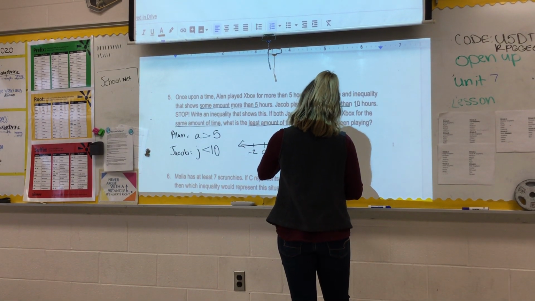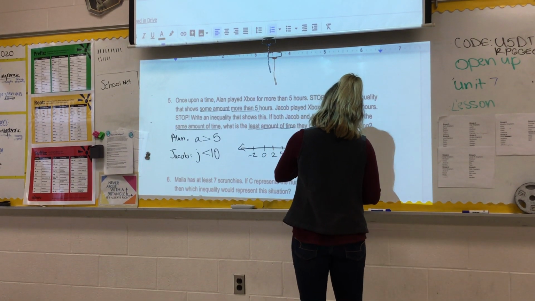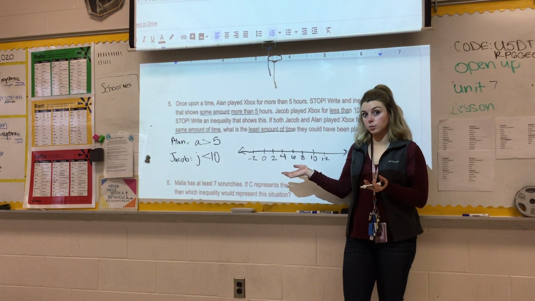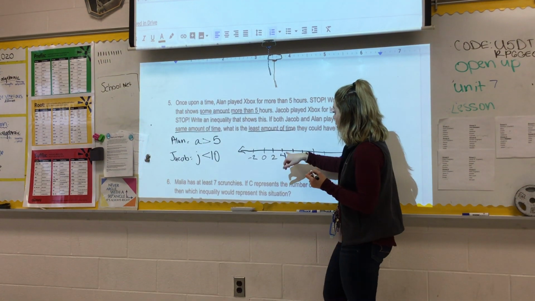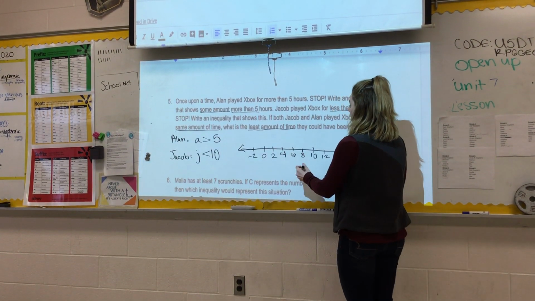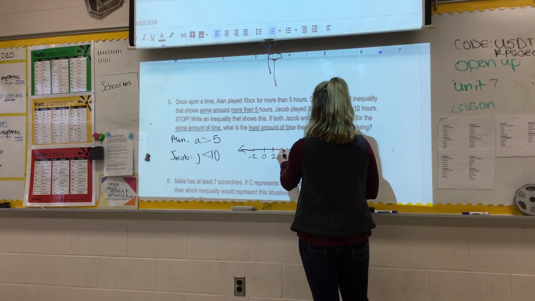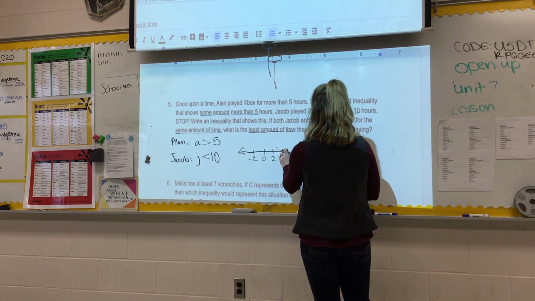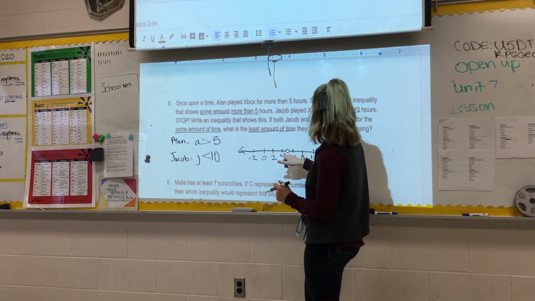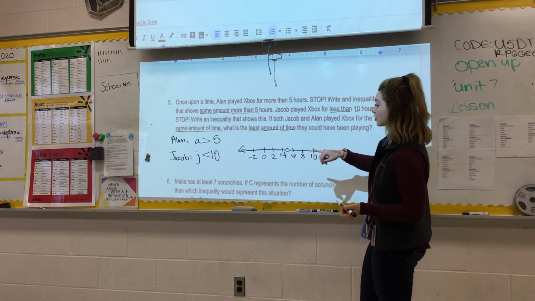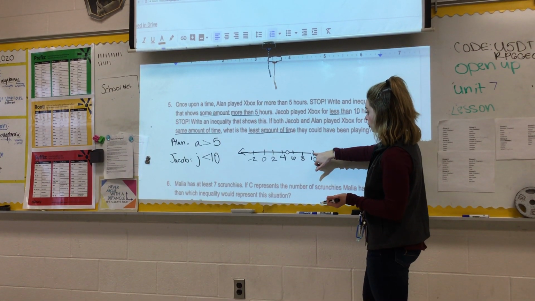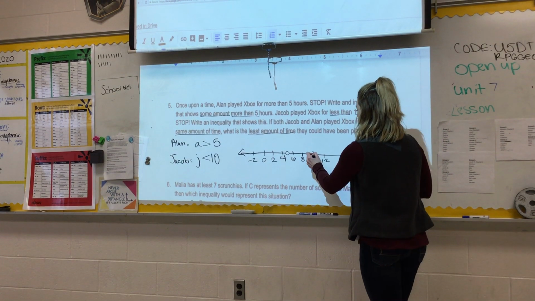So it's going to be between 5 and 10. I have this number line. I counted by 2s because it's faster. So I know that I'm going to plot Alan's point first. Alan is an open circle. So I'm going to erase that part of the line. I'm going to do an open circle because it doesn't include 5. And now for Jacob, I'm going to do right over the 10.